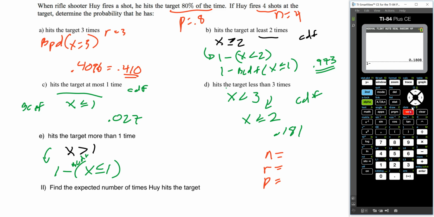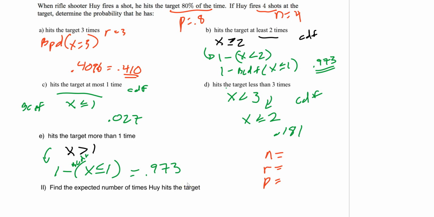Second distribution. Go to binomial CDF, right? Because it's not exactly. All that stuff is saved. That's still that. I want 1 this time. We're doing less than or equal to 1. What's the odds he hits that? And I get 0.973.